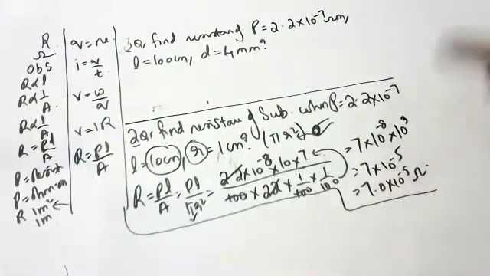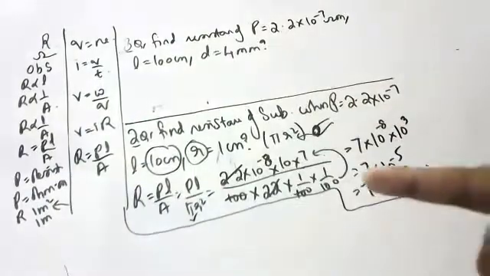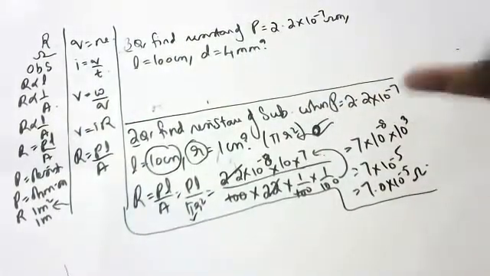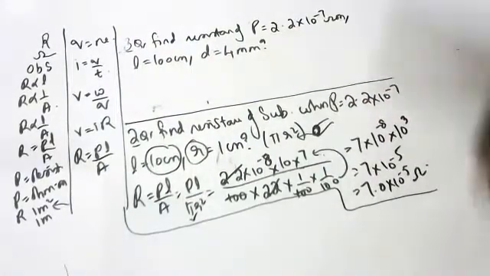Don't forget: mm to meters, centimeters to meters, divide by 100. Mm to meters, divide by 1000. Don't forget, children. Please remember. Centimeters to meters by 100. Mm to meters by 1000.